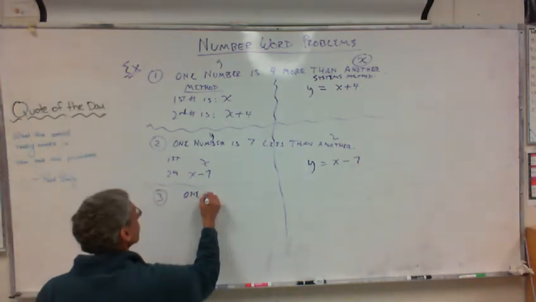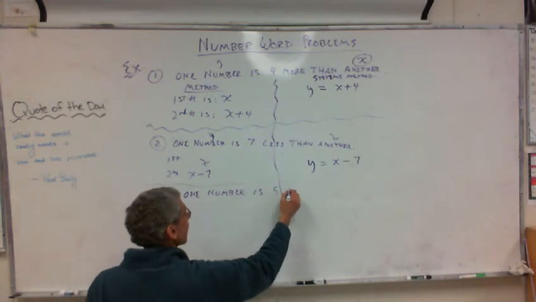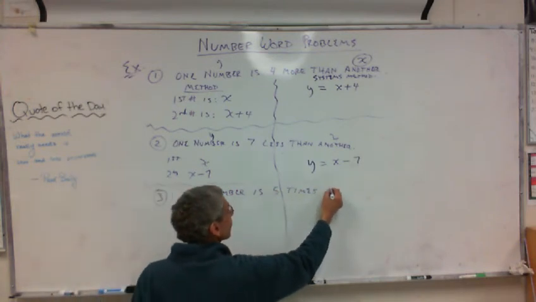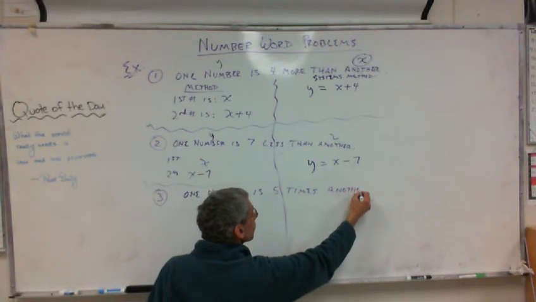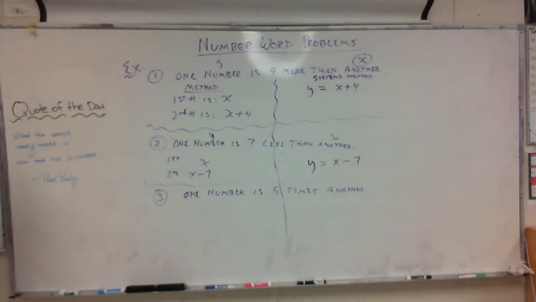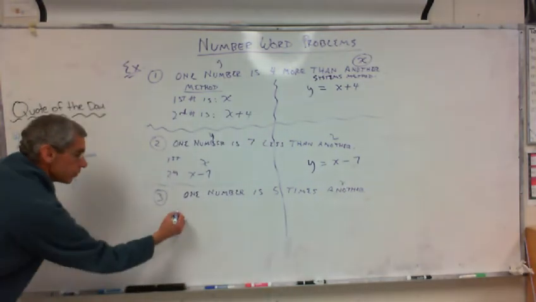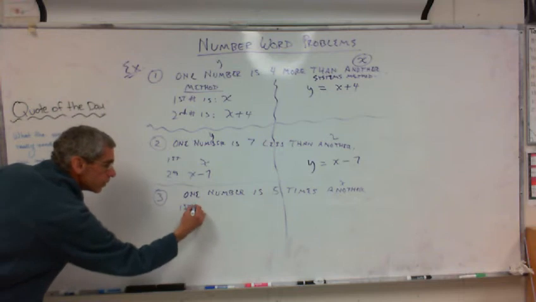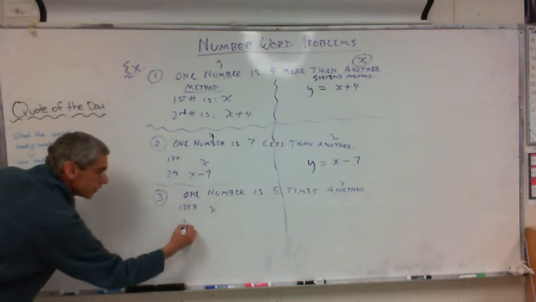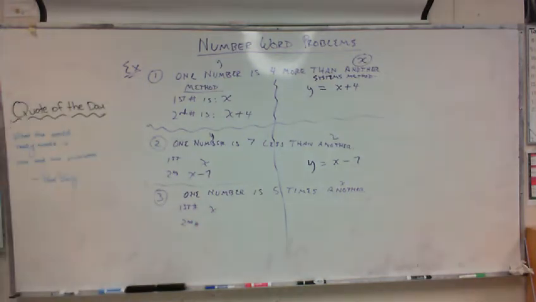One number is 5 times another. So I know my first number, if my another number is x, my first number is x, right? First number is x. My second number is what? X times 5. X minus 5? X times 5. That's a good question. What is it? X times, it says 5.